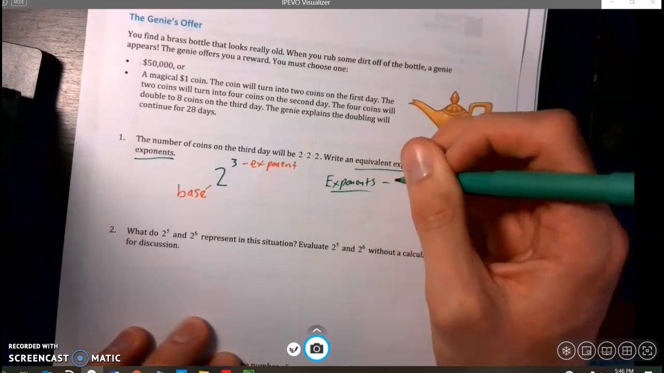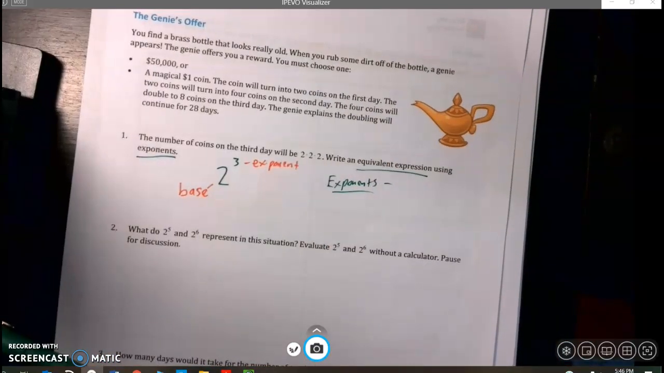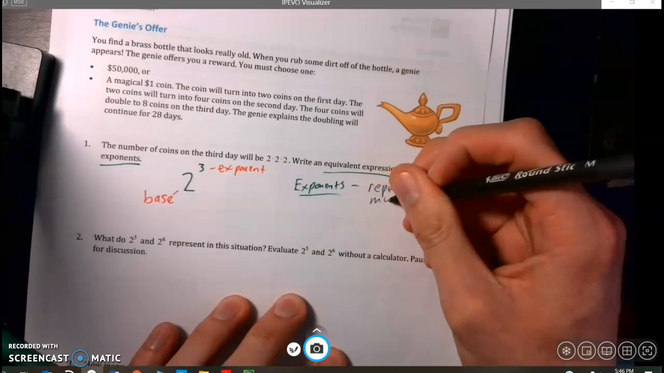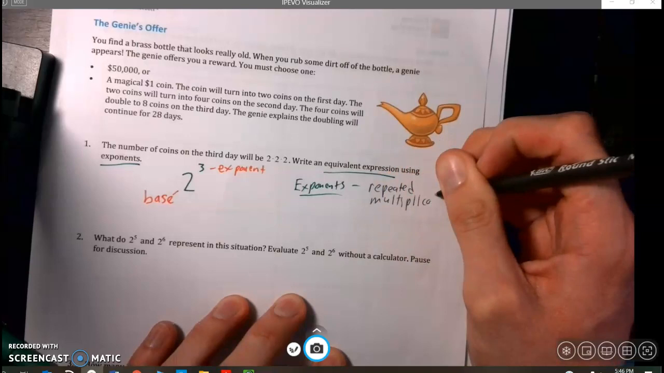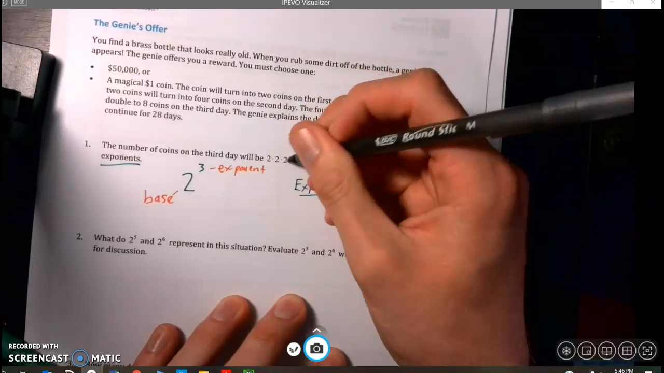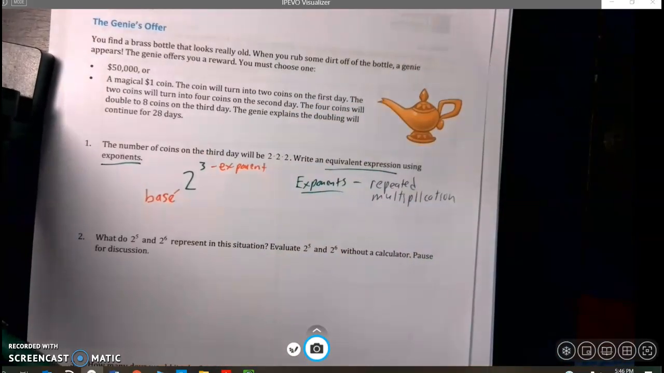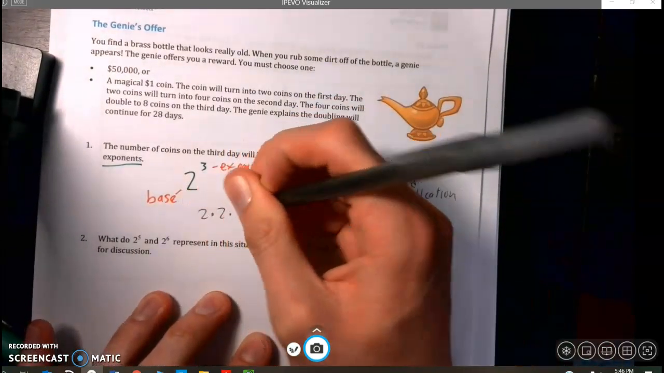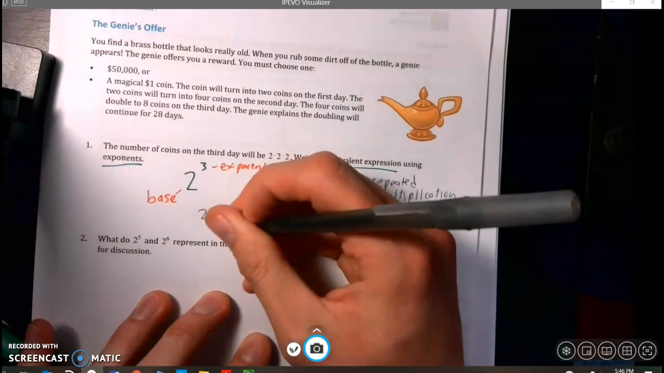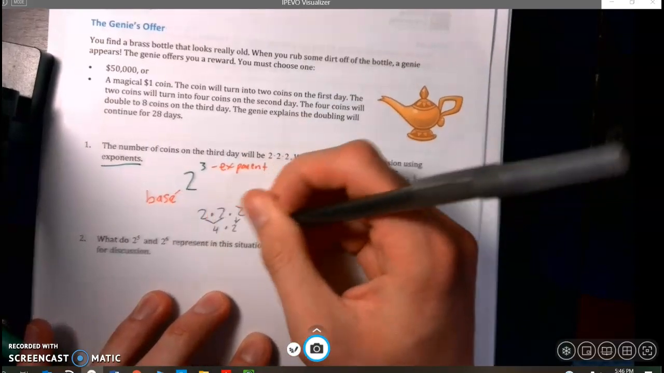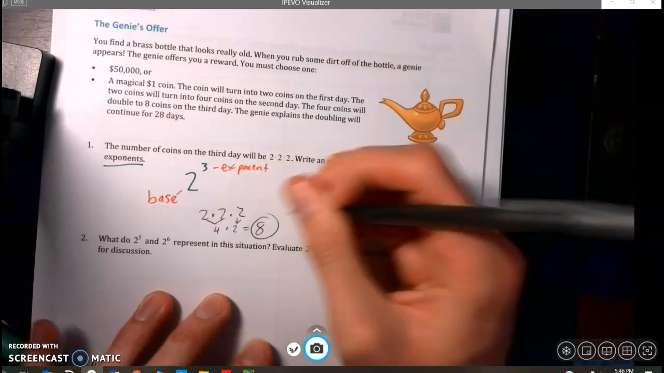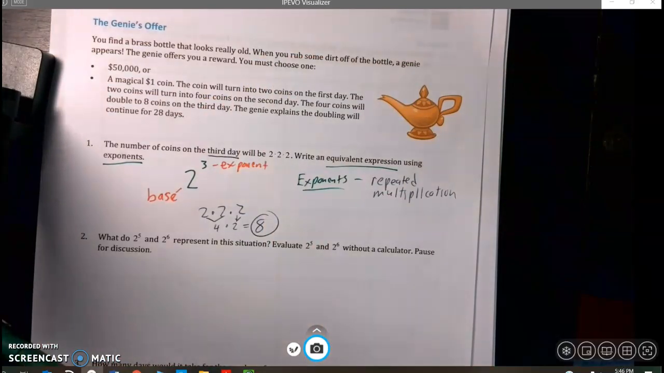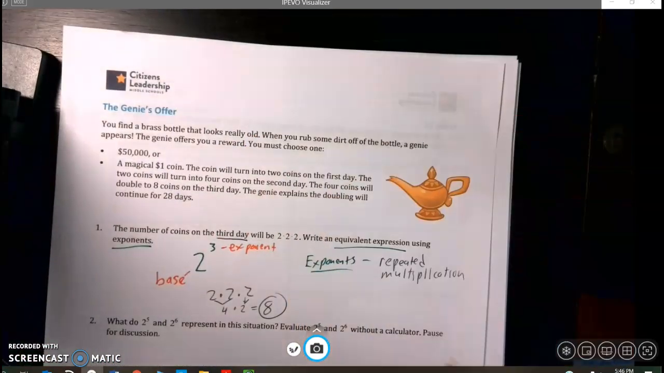And it's important for us to note the definition of exponents. Multiplication is repeated addition. Exponents are repeated multiplication. So 2 times itself 3 times is the same thing as 2 to the third power. And as an answer, if we actually solve that, 2 times 2 is 4. Bring down the next 2. 4 times 2 is 8. Okay? So that means on the third day, we would have $8, which was also mentioned in the problem.